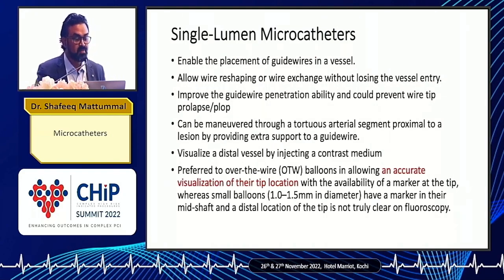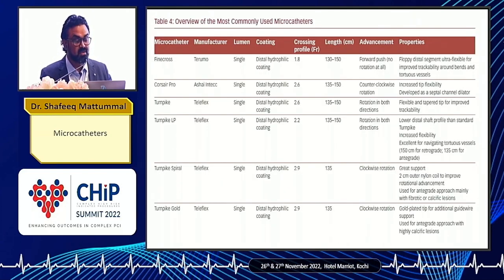The single lumen microcatheter enables the placement of wire. We can reshape and do wire exchange, as we say. So it is actually preferred over wire balloons because we have accurate visualization of their tip profile, so we precisely know the location of the catheter. So this is an overview of the catheters.